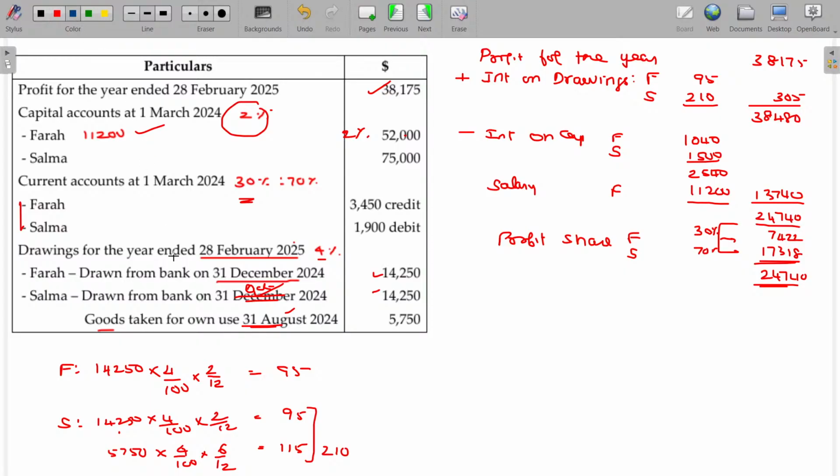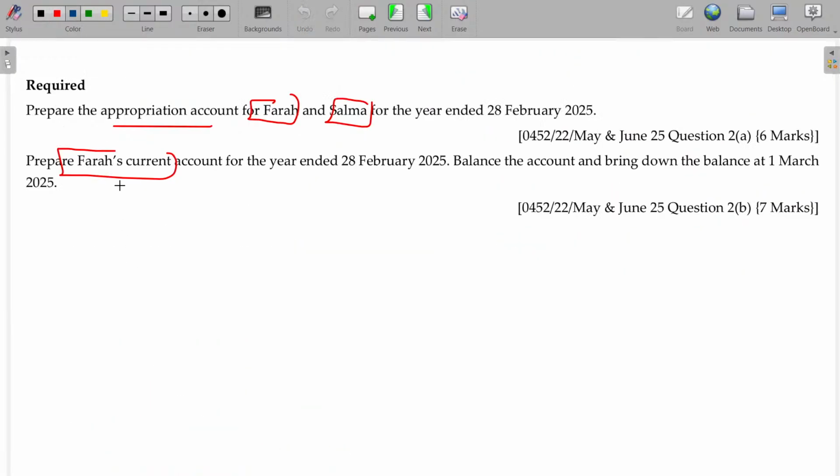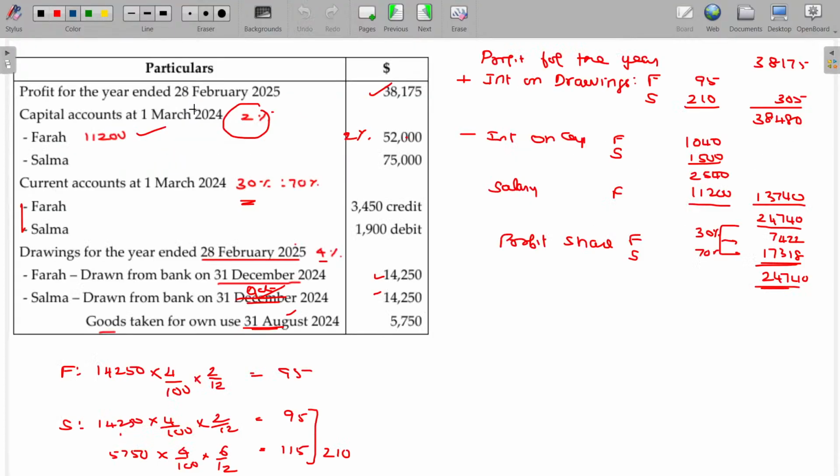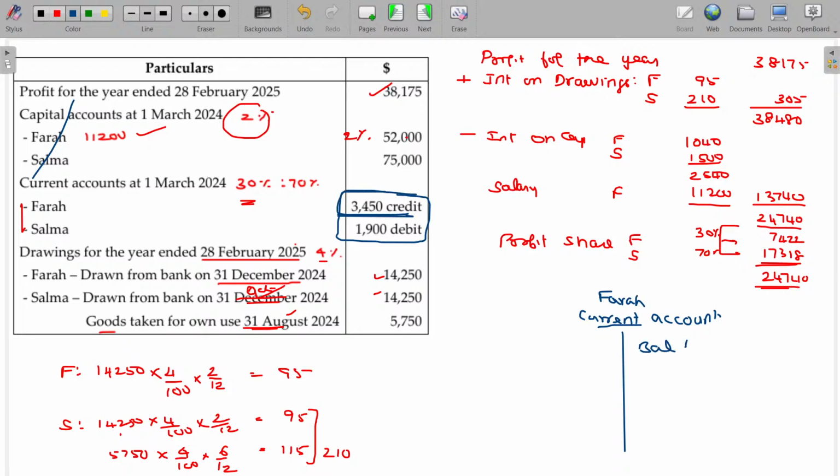Now you have to prepare the current account for whom? Farah's current account. Under Farah's current account, never bother about the capital account. We have to start with the current account of Farah and Salma. But I am going to prepare only for Farah, and the balance is credit, so it should be on the credit side. So balance brought down. If you were supposed to prepare for Salma, the value would be on the other side. You have to be careful here.